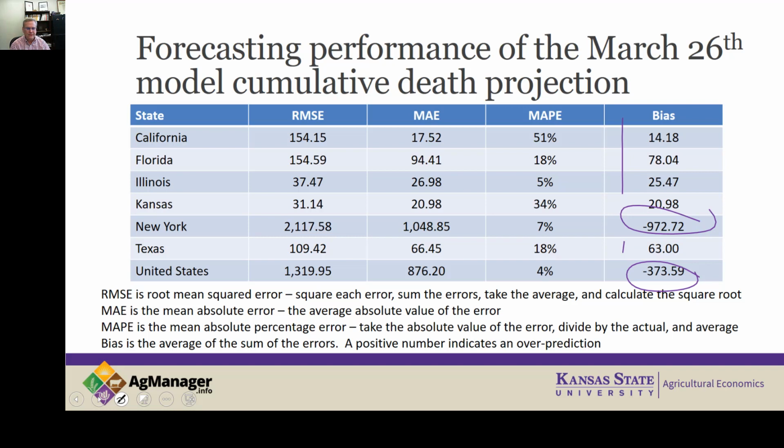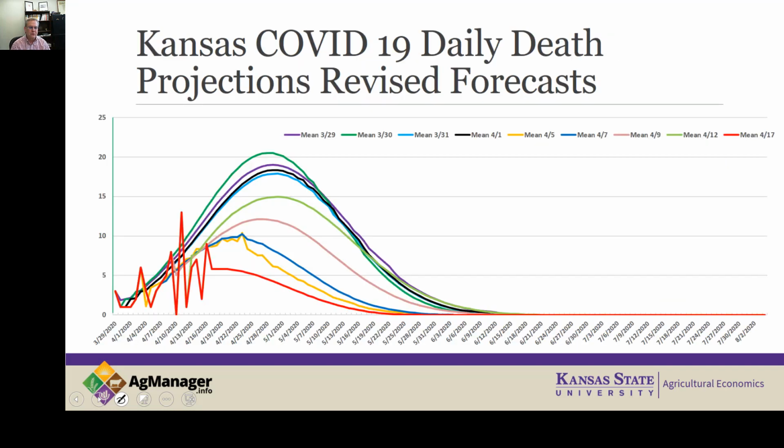In terms of looking at this, the U.S. as a whole is 4%, 7% for New York, 5% for Illinois. And then Texas and Florida both are at 18%, Kansas is at 34%, and California is at 51%. One of the things we'll look at, and again, we'll let you study these, is that we have 7 of these graphs that basically look at how the forecasts have changed.